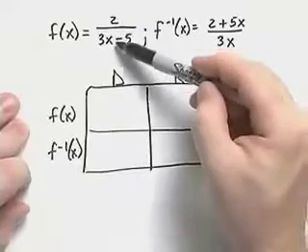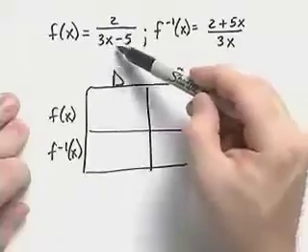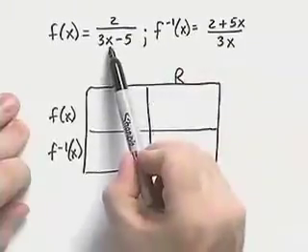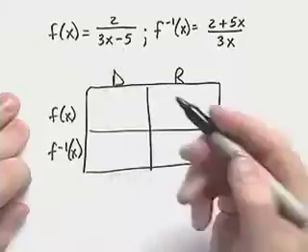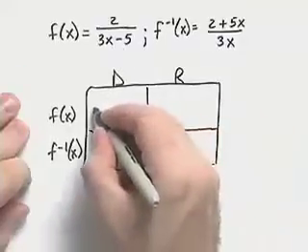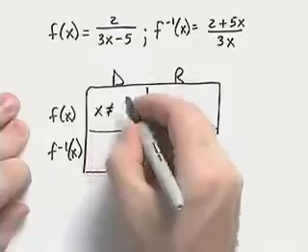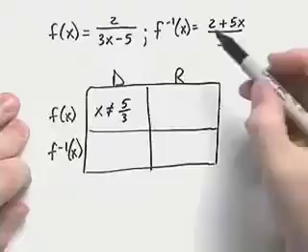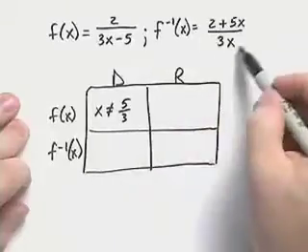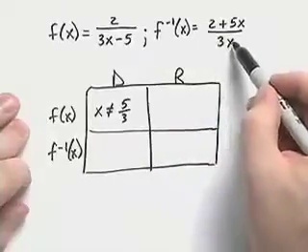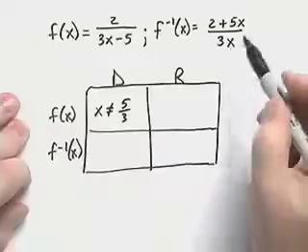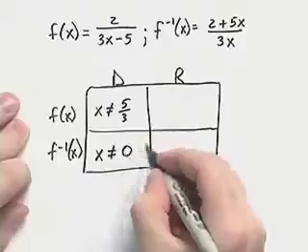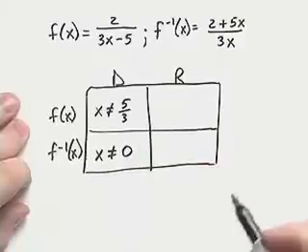The function is a rational function. Remember that the domain is all real numbers except where the denominator will equal 0. We can see that the denominator will equal 0 at positive 5/3. So our domain is x not equal to 5/3. For the inverse function, again, it's a rational function. We look at the denominator and see this denominator will equal 0 when x is equal to 0. And so we'll say our domain here is all numbers x not equal to 0.